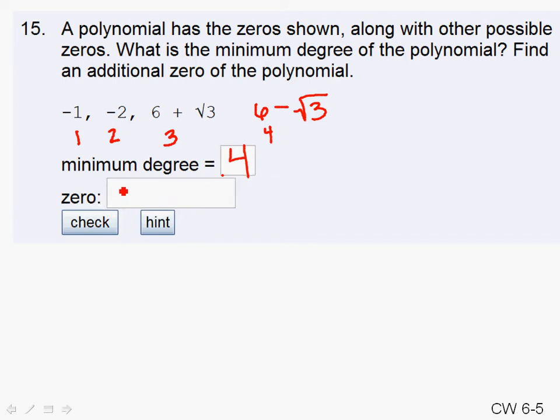Our other possible zero, we know we have to have 6 minus the square root of 3. So our conjugate pair indicates that if we have 6 plus the square root of 3, we have to have 6 minus the square root of 3 as well.